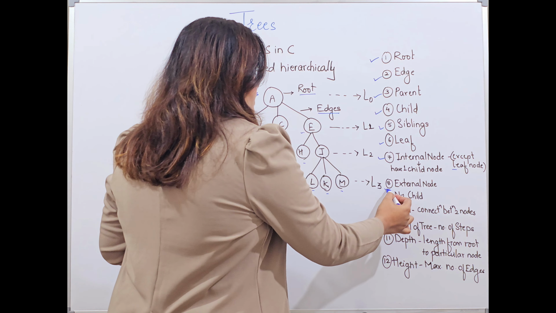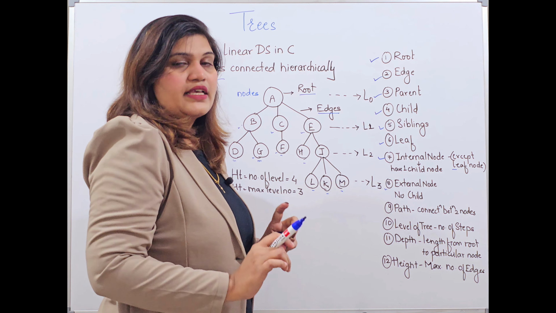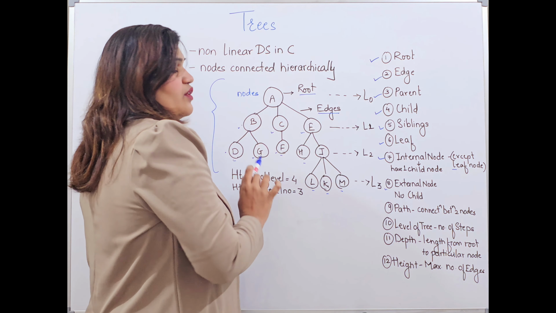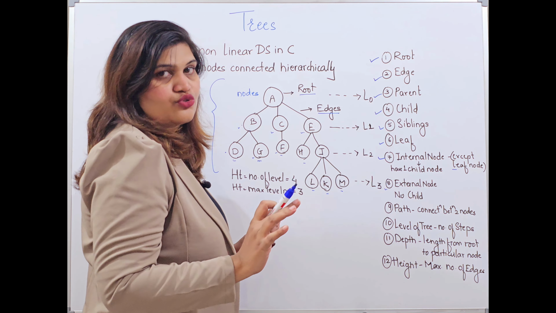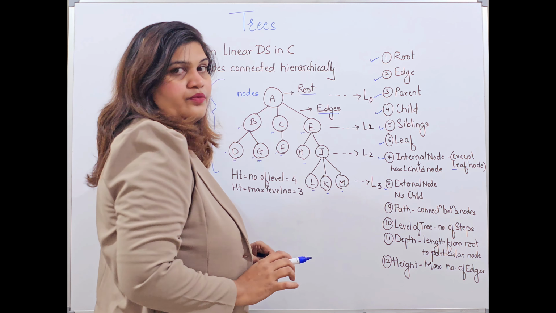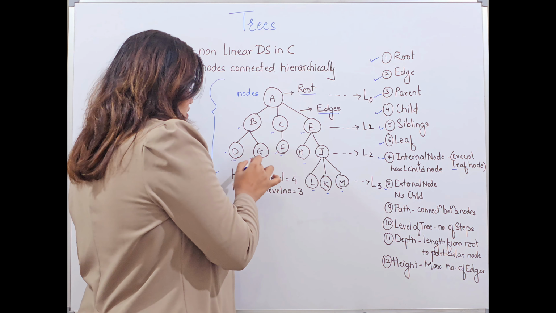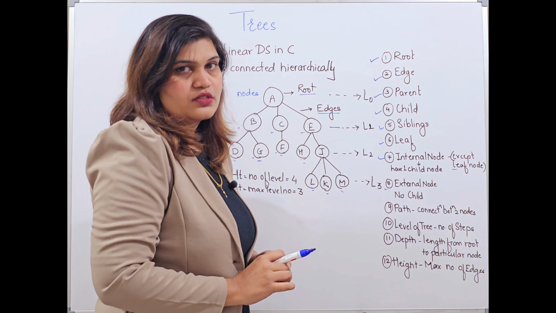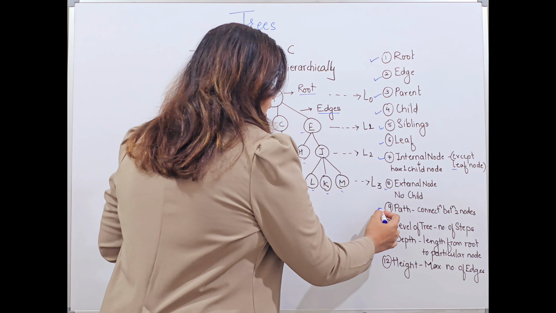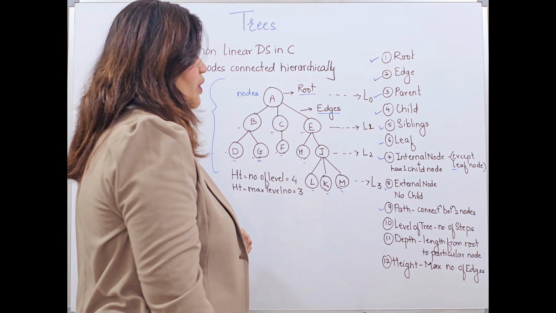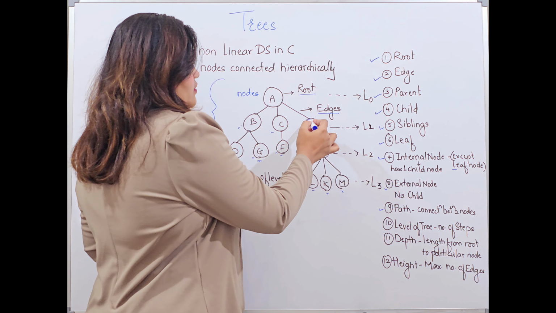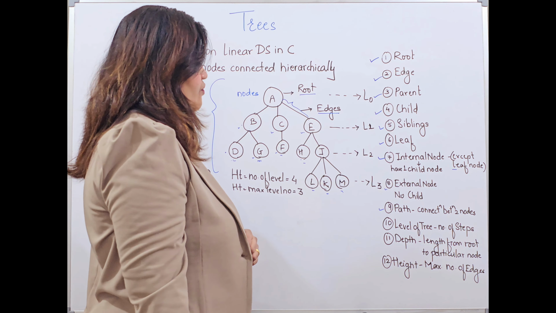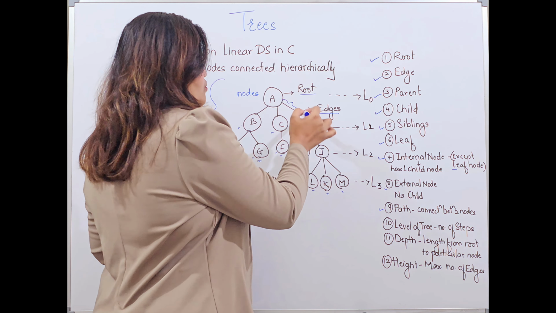With that, external nodes are nodes which have no child. So in this case, whichever node has no child is going to be your external node. So your leaf nodes, as you can see, they have no children, so they are your external nodes. The next is path. Now path, as we already know, when we are connecting two nodes together, this particular thing is your path. A path is something which connects two nodes together.